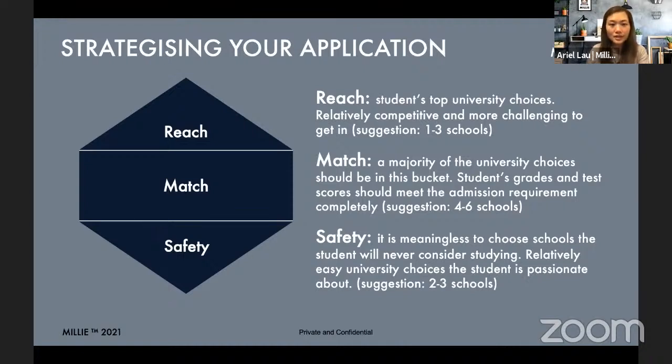Reach, match, safety categories don't just rely on your test scores and things like that as the indicating factor. Actually, whether or not your family is able to afford the tuition fee is also very important. So if you do need a suitable amount of financial aid or scholarship in order to get in, and you don't know for sure whether or not you can be granted that amount, be sure to put that in the reach category. If one very important factor in whether or not you can attend that university is very uncertain, very blurred, definitely put that in the reach category.